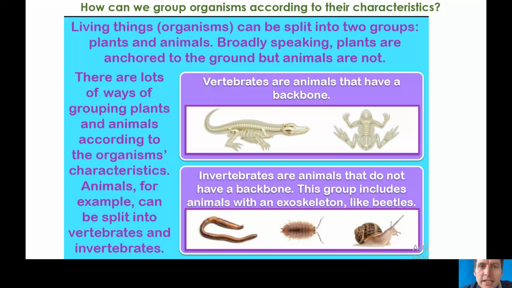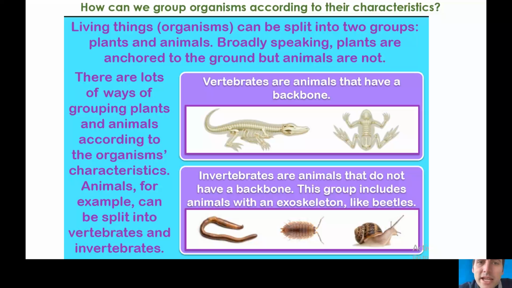Okay, now there's 2 types broadly. We initially start by sorting between plants and animals. Plants are normally stuck to the ground, anchored to the ground, and animals are not. That's broadly speaking, that's not completely true about every plant, because obviously some plants float and what have you, but broadly speaking, they're stuck to the ground.